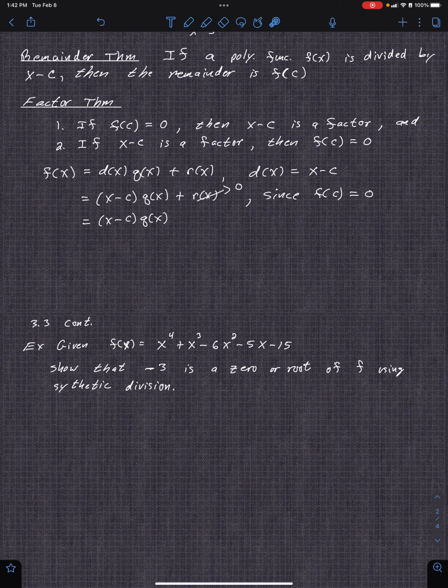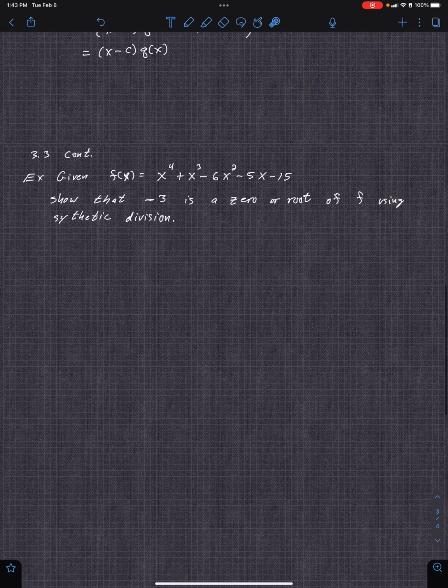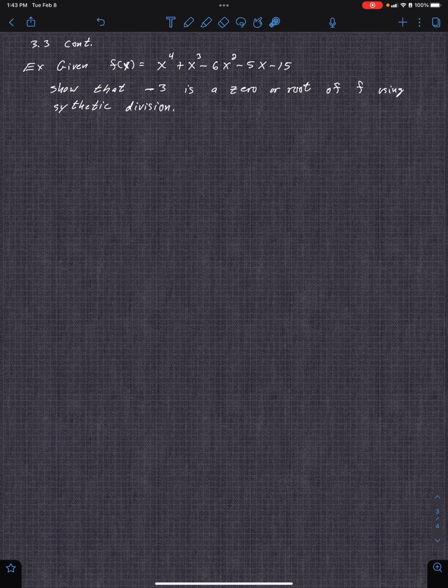So we're going to use the factor theorem and the remainder theorem. We basically put these two together. So this is the idea. Let's take a look at this. Given f of x is x to the fourth plus x cubed minus 6x squared minus 5x minus 15, show that negative 3 is a zero or root of f using synthetic division.